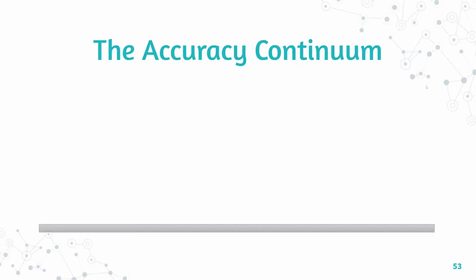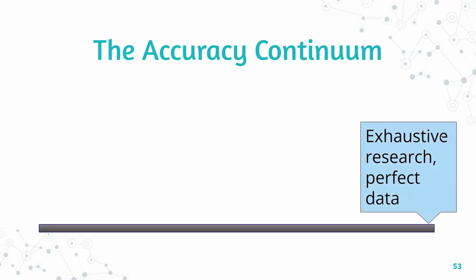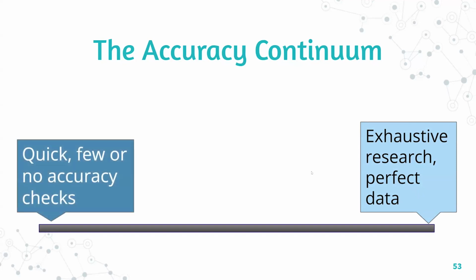So if accuracy is on a continuum, on one end, we have exhaustive research and absolutely perfect data. Is that going to happen for any of us? Well, it's never happened for me, and I honestly don't expect it to. But on the other end, we have just sloppiness. So doing things as fast as possible to dump names in the tree.